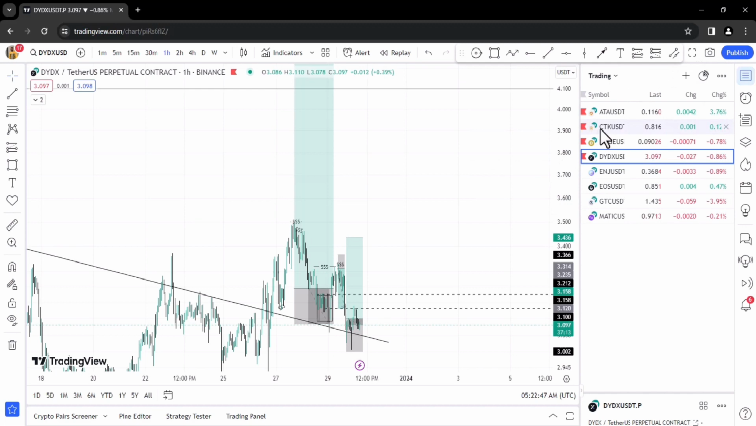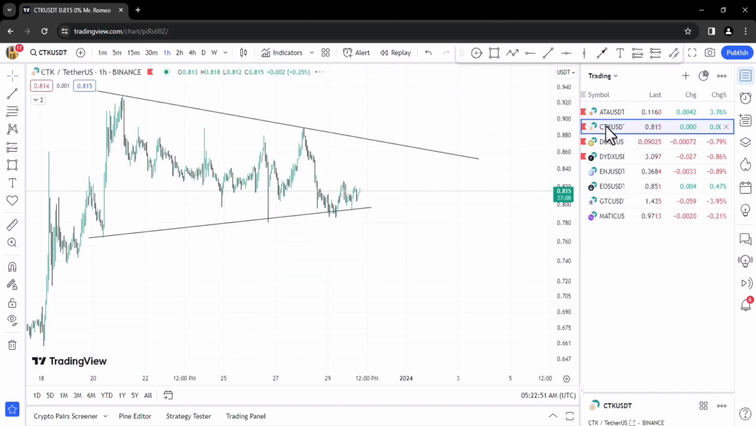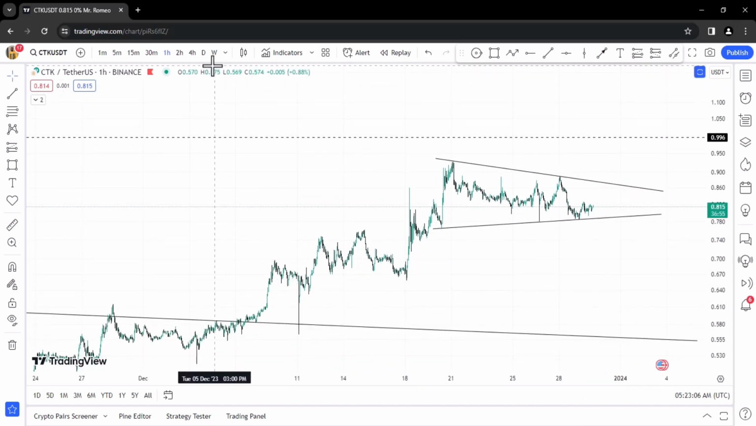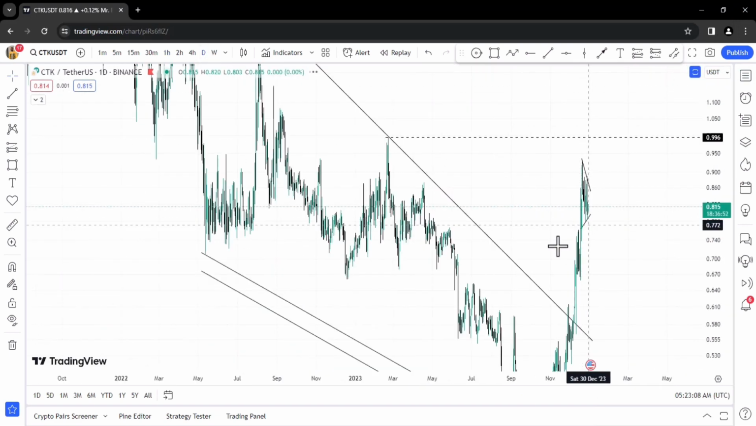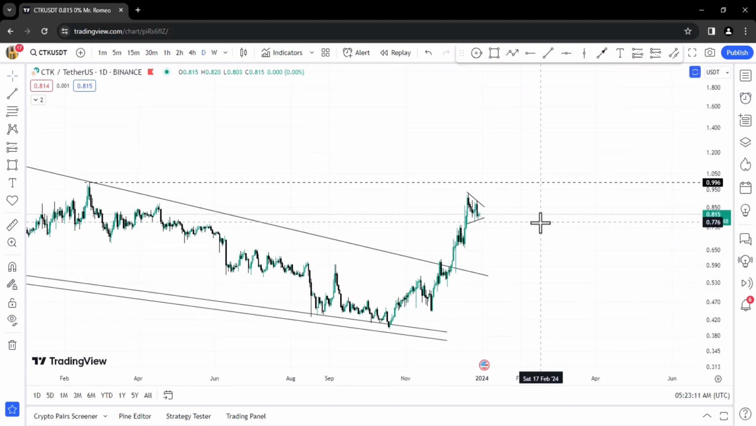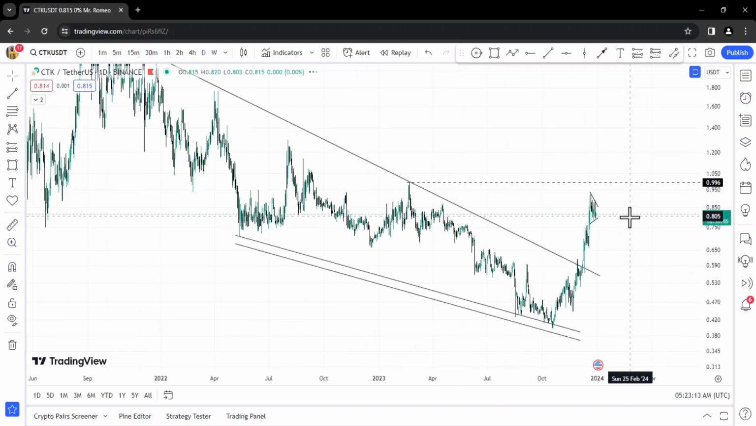Lastly, okay, not lastly, I still have two more pairs. I have CTK, which is CETIC. Most of us know CETIC. They're the ones that provide auditing services for most crypto projects, good projects, the blockchain and all that. So what am I seeing on CETIC? Let's go to the daily time frame. So these are good projects. CETIC is actually going for $1. If you missed it, now you know.